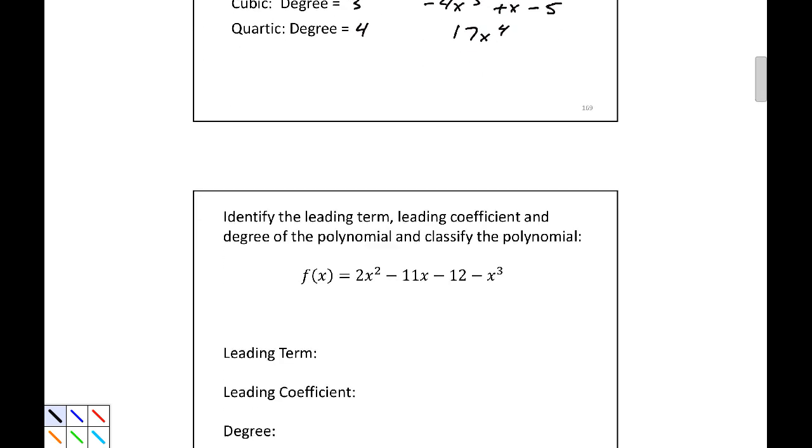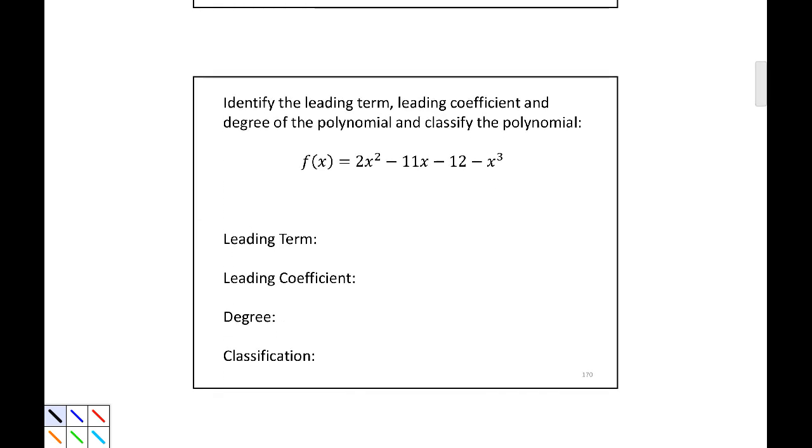So let's take a function and identify the leading term, the leading coefficient, and the degree, and then we're going to classify this polynomial. So the leading term, we need to look for the highest exponent. So actually, let's find the degree first. The highest exponent is 3. So it is a degree 3 polynomial. The term with our highest exponent is this, minus x cubed. So that is our leading term. Therefore, the leading coefficient is a minus 1. And because the degree is 3, this is classified as a cubic.